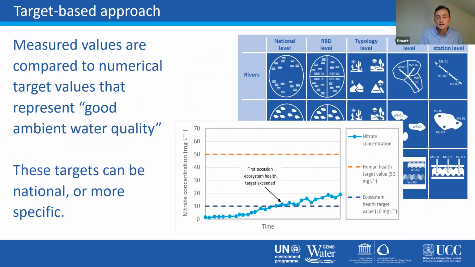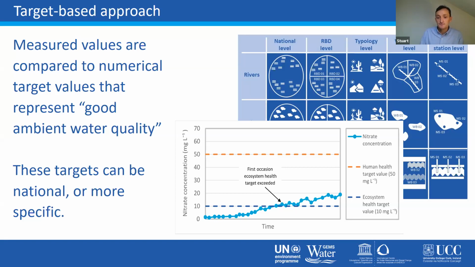Now, central to the indicator methodology is the target-based approach. The way this works is that water quality measurements are compared to target values. And these numerical target values represent threshold values that indicate whether the water quality is good or not good. Ideally, target values should be chosen to protect ambient water quality, but in some cases it is possible to apply use-related targets.